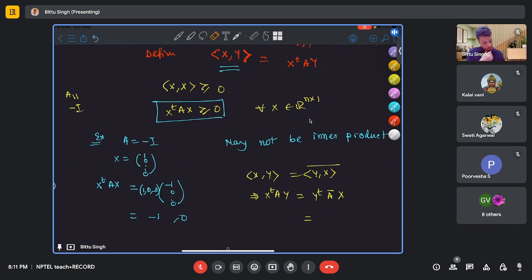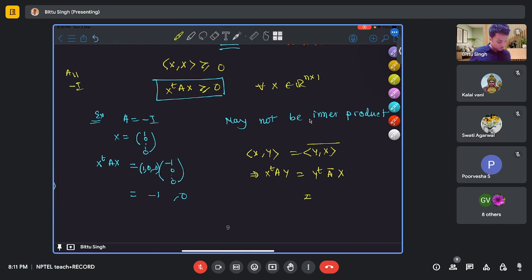Need this to be satisfied. The inner product of x comma y is the same as the inner product of y comma x, and take the bar of this. By definition, this is the same as y transpose A bar x, and this will be satisfied if and only if, for all x and y, A equals A bar transpose. You can check this property from the multiplication directly. If you do the multiplication entry-wise, then this is satisfied if and only if A equals A bar transpose.